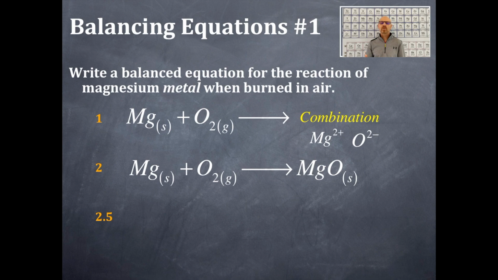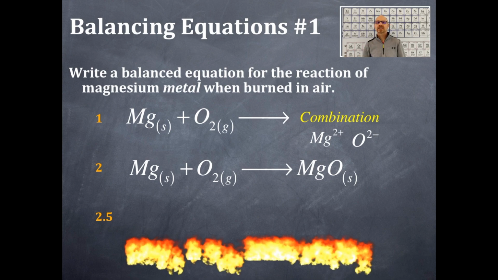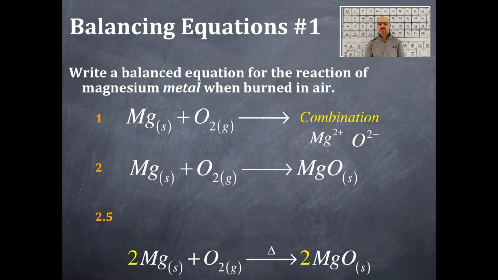So a really simple way is to place a 2 in front of the magnesium oxide, and then again, you're going to place a 2 in front of the magnesium. So we're going to do that in sequence here. And this is actually the balanced chemical equation. There's a delta above the arrow because heat is necessary to make this reaction proceed forward, like lighting a match or putting the magnesium in a Bunsen burner or something like that.